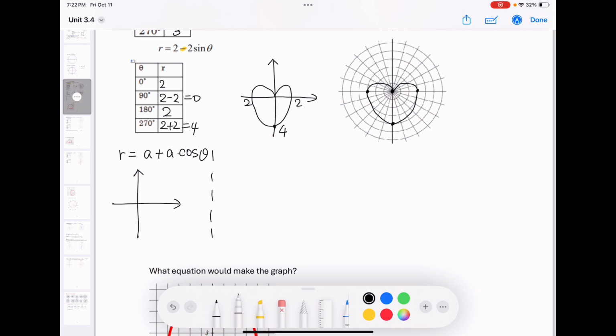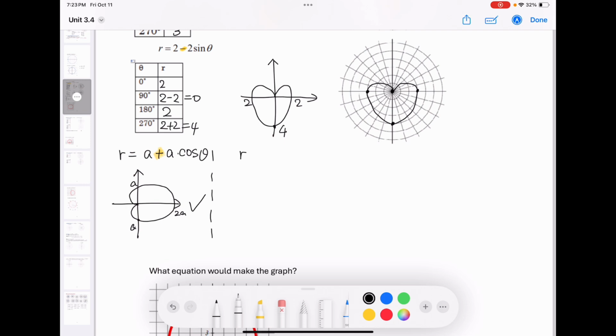So cosine theta, my heart shape will be on the x-axis, and for the x-axis, in front of the cosine is positive. So we have the heart shape on the positive x-axis. So the main part of my heart is on the positive x-axis. And here is A, here is A, here is 2A.